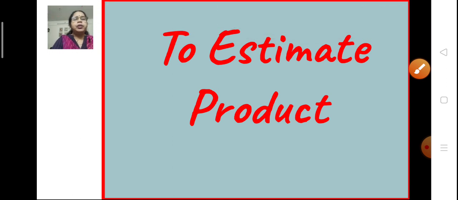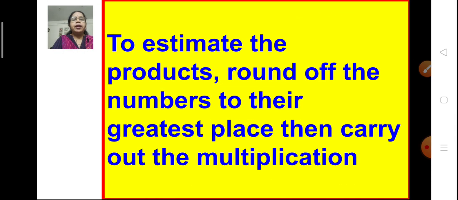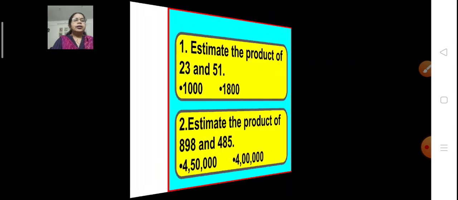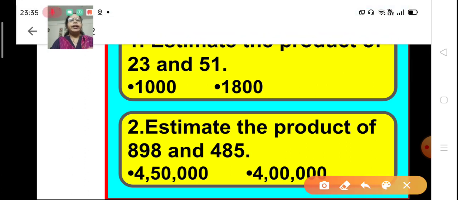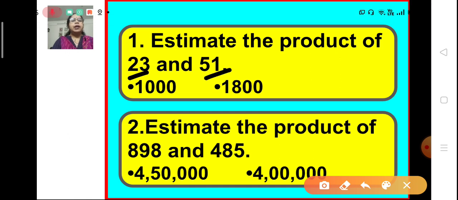So how to estimate the product? We have seen how to estimate sum and difference. Now, product means by multiplying two numbers we get the product. To estimate the product, round off the numbers to their greatest place, then carry out the multiplication. Let us see. Estimate the product of 23 and 51. So 23 can be rounded off as 20, isn't it? And 51 can be rounded off as 50. And 50 multiplied by 20 becomes 1000. So this is the right option.